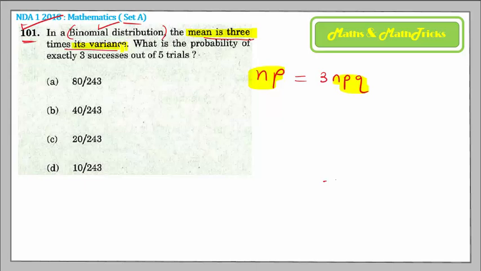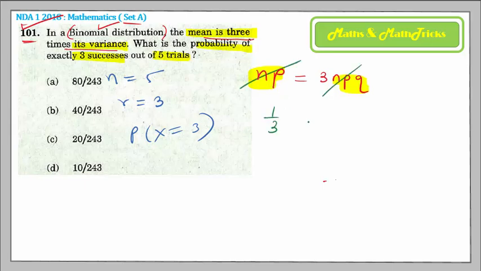If this is known to you, you have to determine the probability for 3 successes out of 5 trials. Means n is equal to 5 you will take and r is equal to 3 you will take to determine the probability at x equals 3. Alright, so for that you need to determine what is P and Q. So in this 1 by 3 is equal to Q, and that simultaneously gives you the value of P, which you know is 1 minus Q, so that would be 2 by 3. So P and Q are known to us now.